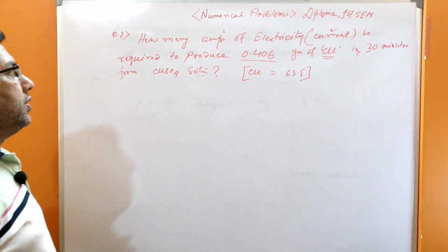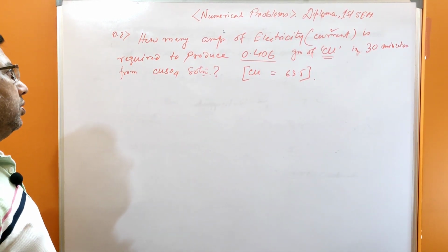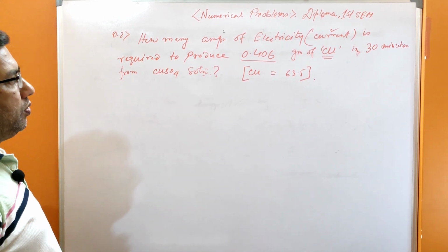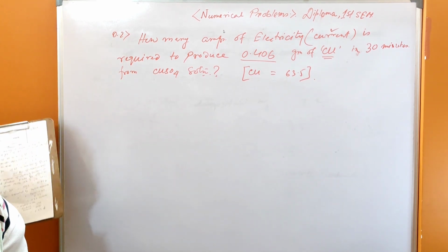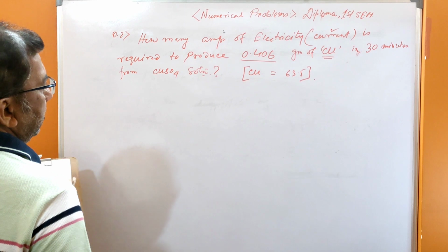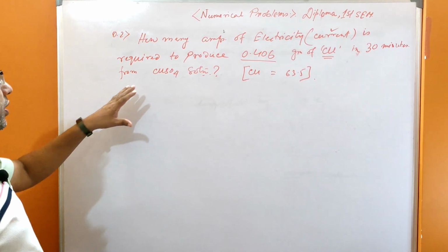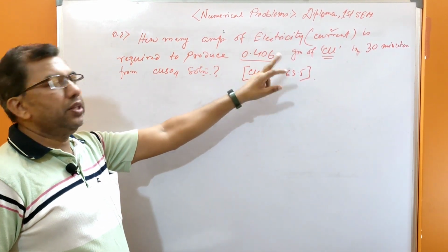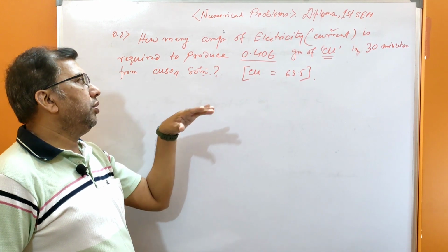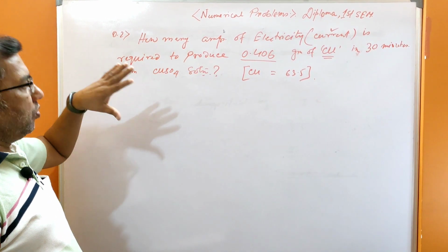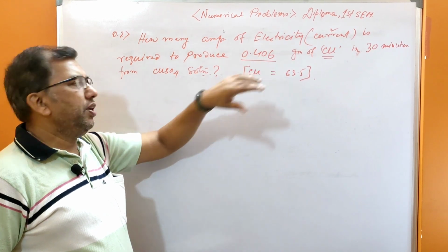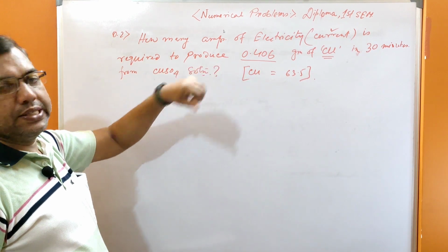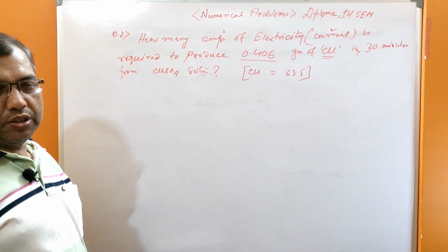So how many amperes of current are required to produce 0.406 gram of copper in 30 minutes from copper sulfate solution? Clear? Same thing: to produce a gram of copper in 30 minutes. So you have to deposit this gram of copper from the copper sulfate solution, time is given, amount is given, electric current is required.